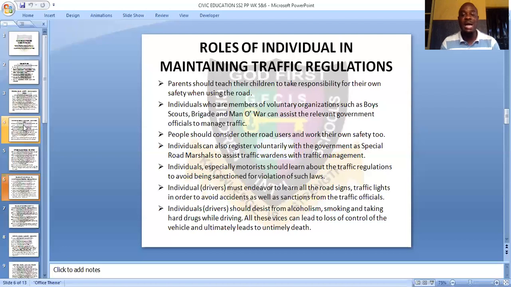That is, it could cause accidents, and all these vices lead to loss of control of the vehicle and ultimately lead to untimely death. That is, when you are so drunk, you lose control, and it ultimately leads to untimely death, and such a person will be in serious injury, if not death.